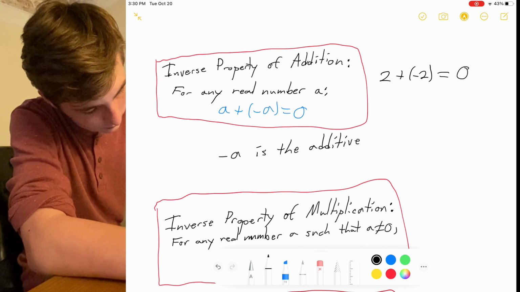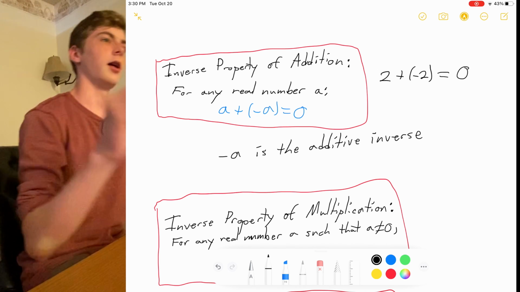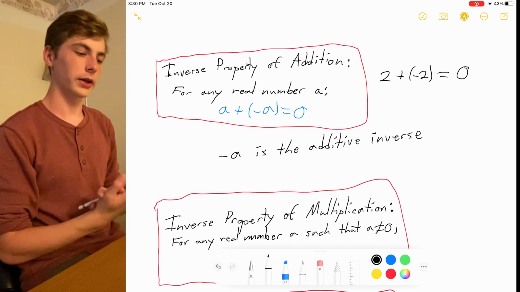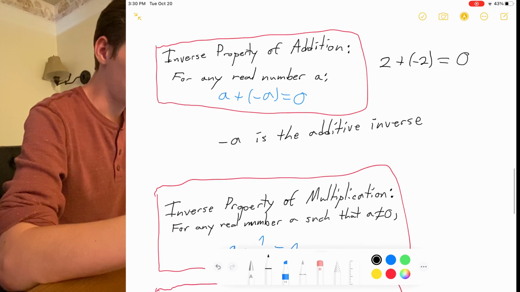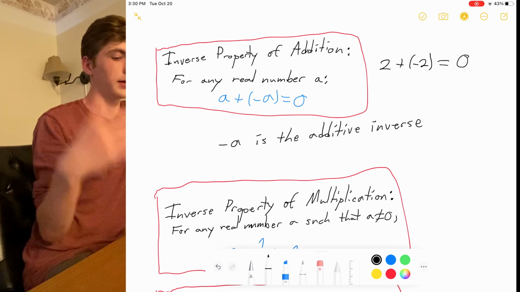Now, most of the time, you're not really going to be worried about these terms, but it's good to know them. Additive inverse, additive identity, and then we'll have the multiplicative ones too. Again, being an additive inverse just means that when you add it to the number, it equals 0.